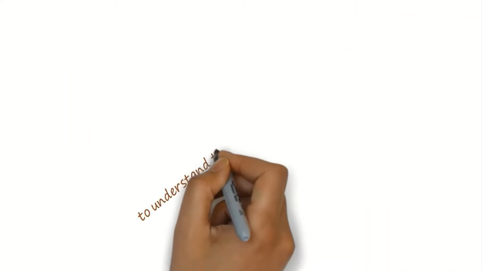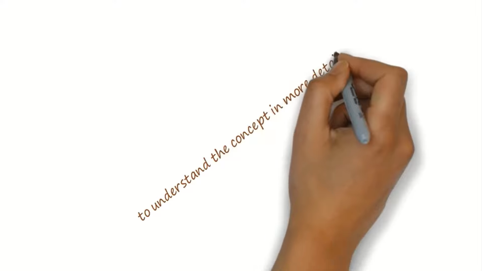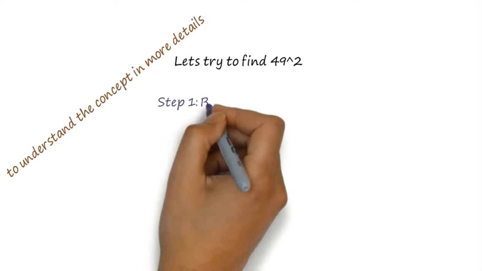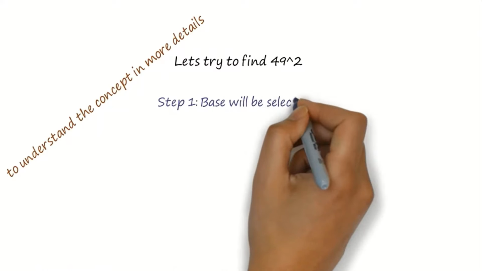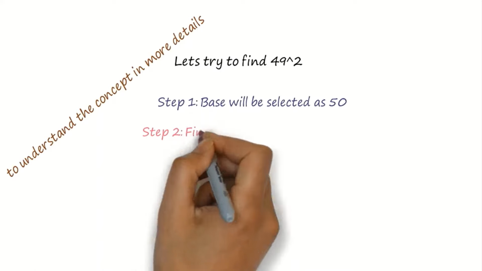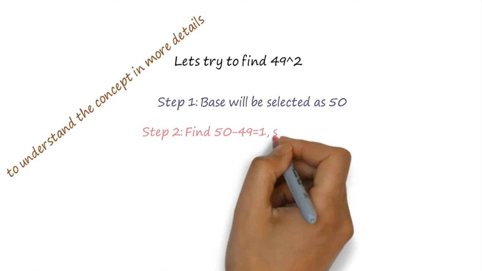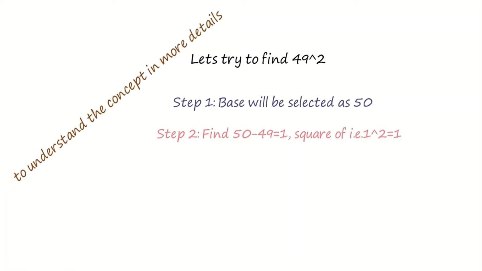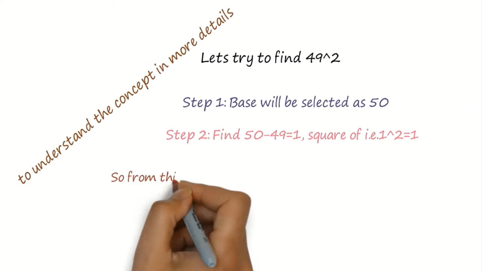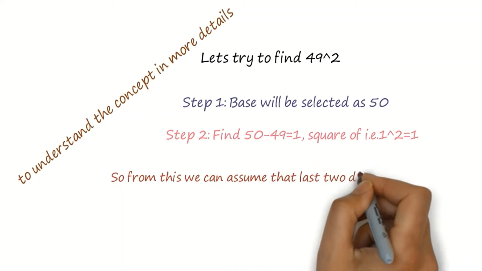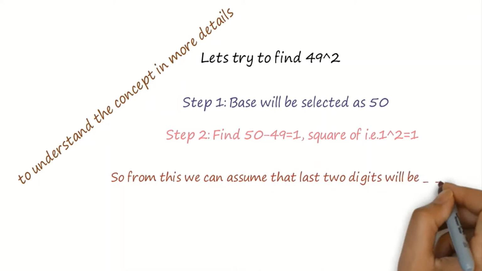To understand this concept in details, let's try to find 49 square. So as discussed, first step is to select the base, and this is closest to 50. So we select the base as 50. Now the calculation will be base minus number, which gives us 1. And 1 square is also 1. So from this, we can assume the last two digits of the expected answer will be 01.